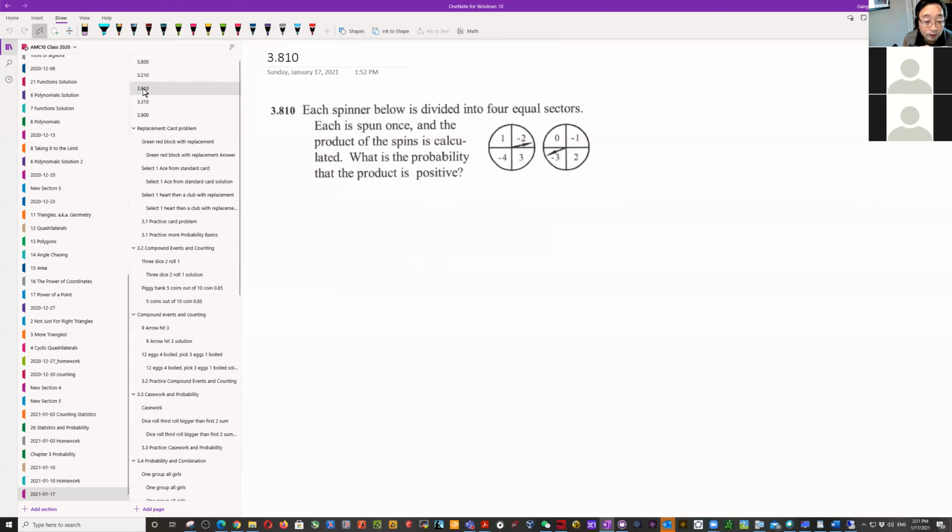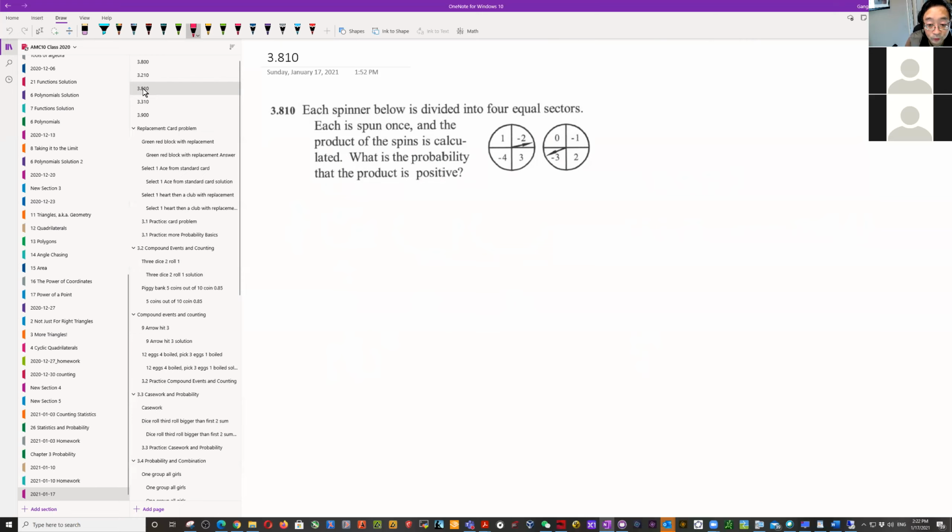And this one is: each spinner below is divided into 4 equal sectors, and each is spun once, and the product is calculated. What is the probability that the product is positive? So again, I'm trying to do it in 2 ways. One is that we calculate the whole thing.